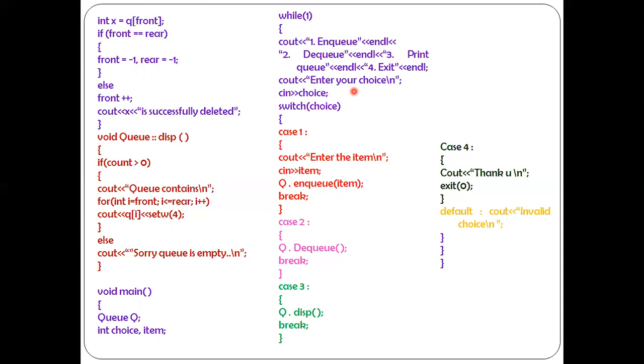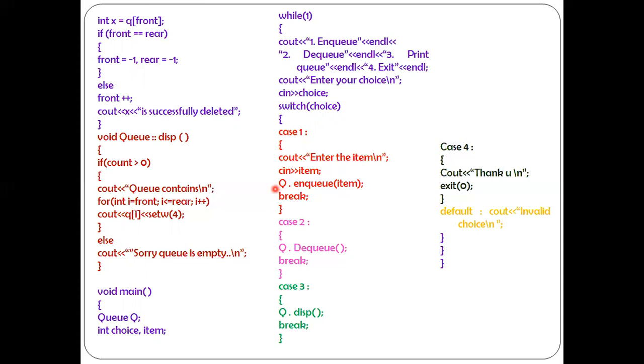1 will be stored in which variable? Choice. Choice is a variable of type integer. Okay. Switch of choice means switch of 1, so it has to check the cases. Switch of 1 matches with case 1. Yes, it matches. Then these 4 statements have to execute. Got the point? Cout stream insertion, enter the item. Say for example, I'm inputting 10. 10 is stored in which variable? Item. In the next line, q.enqueue of item.